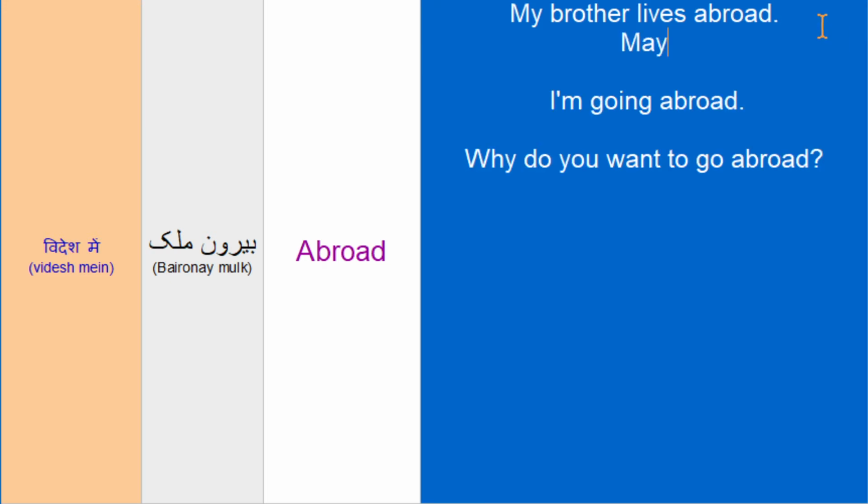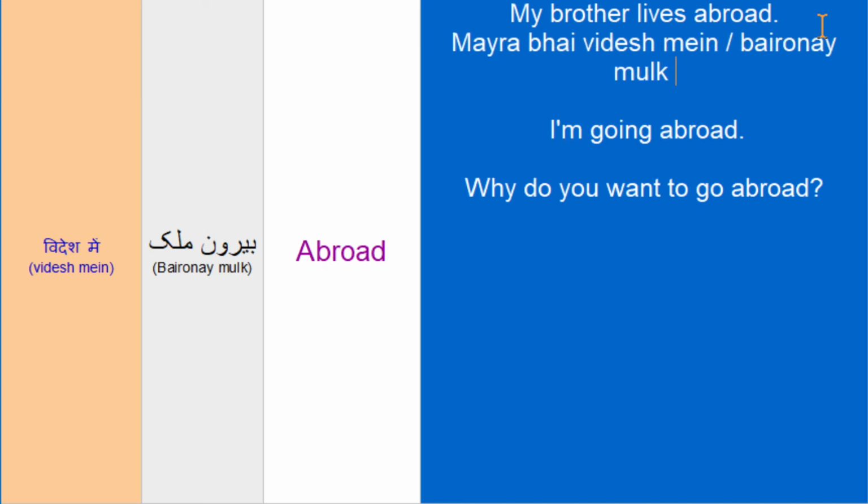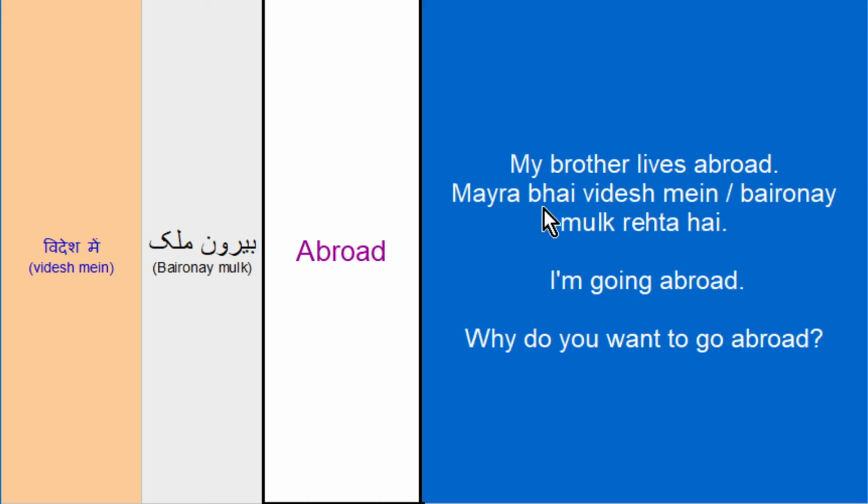sentence. So we will translate it as मेरा भाई विदेश में if we want to say it in Hindi, or बैरून मुल्क if we want to say it in Urdu. मेरा भाई विदेश में, मेरा भाई बैरून मुल्क रहता है. So we translate my brother lives abroad as मेरा भाई विदेश में रहता है, मेरा भाई बैरून मुल्क रहता है.